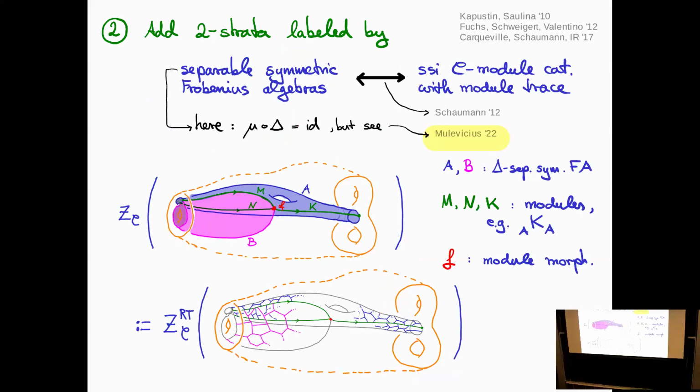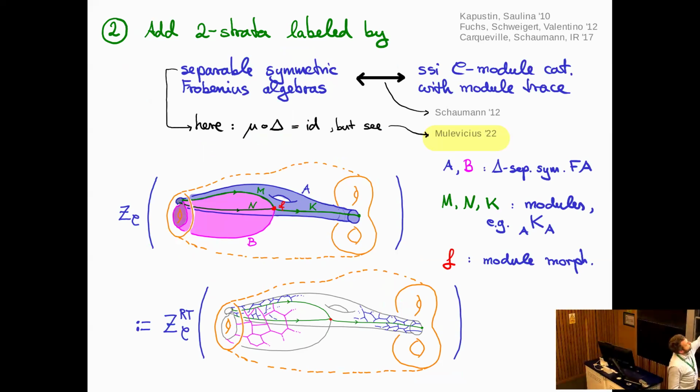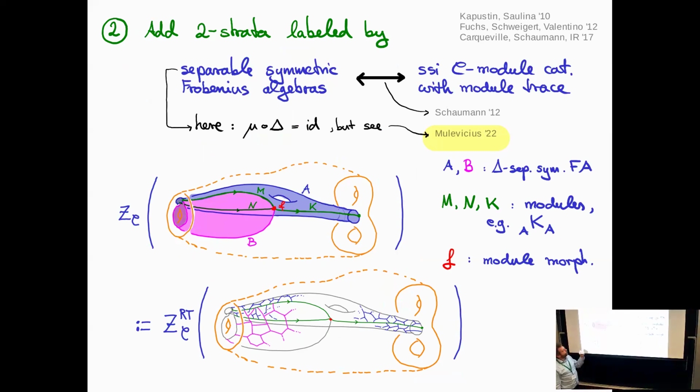Step 2, you want to add 2 strata. So I first want to say, what do I label them by? And I label them by separable symmetric Frobenius algebras in the modular fusion category C. Okay, and so what I have to do is give you some algorithm which allows you to evaluate a bordism like this one, where you have some 3-dimensional bordism with embedded 2-dimensional strata, which can maybe meet along 1-dimensional strata, and produce a linear map.